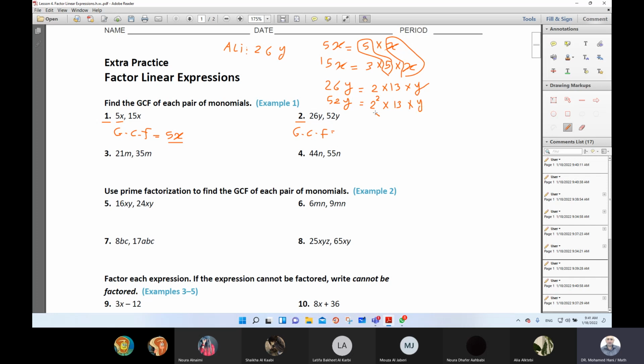So as you see, we have 2 as a common factor, 13 as a common factor, and y as a common factor. So the GCF here: we have 2 and 2 exponent 2. Take the factor with the lowest exponent, which means 2, times 13, times y. 2 times 13 means 26y. So this answer is correct. Great, Alia. Okay, please try to solve number 3, then tell me your answer.